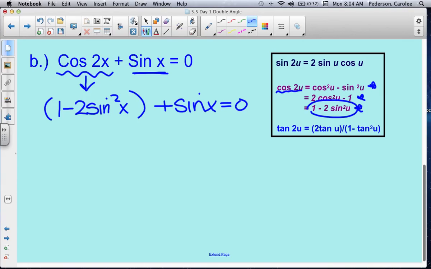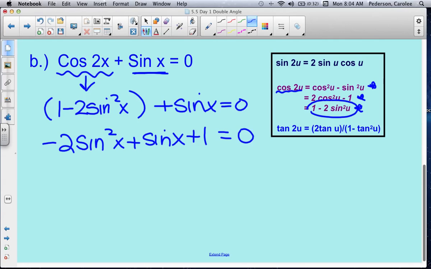Now I'm going to put this in standard form. So it's negative 2 sine squared of x plus the sine of x plus 1. Now I have a sine squared of x, so that tells me I want to factor it. I could either use u substitution or just factor it leaving the trig function in there. So I'm going to divide everything by negative 1. So this becomes a positive 2 sine squared of x, this becomes a negative sine of x, and this becomes a negative 1. I just changed all the signs to make that leading coefficient a positive 2.